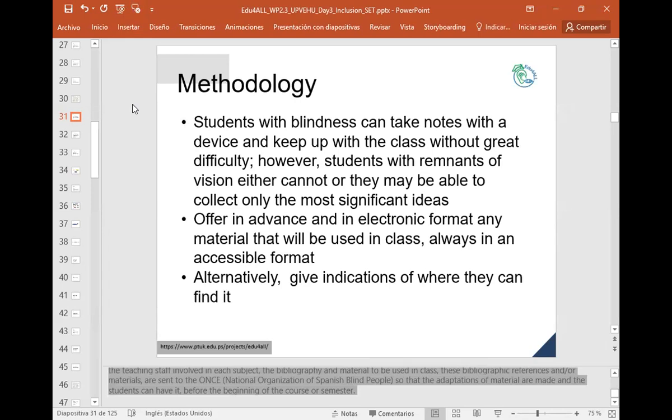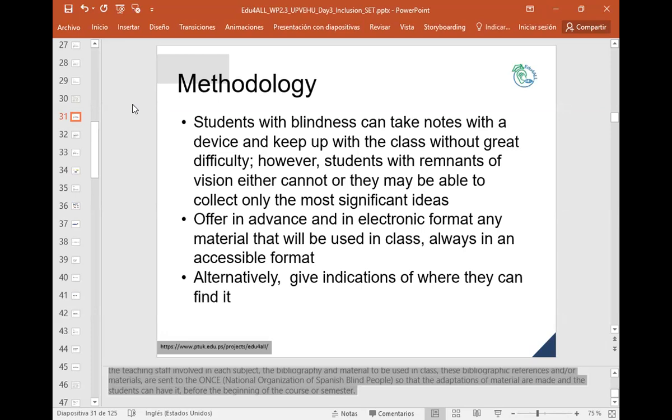Offer in advance and in electronic format any material that will be used in class, notes, documents, readings, bibliography, slides, diagrams, figures, films and videos. Always in an accessible format so that they can access the documentation through the reading programs they use. Alternatively, give indications of where they can find it, to give them enough time to convert it to accessible electronic format, sound, or braille.